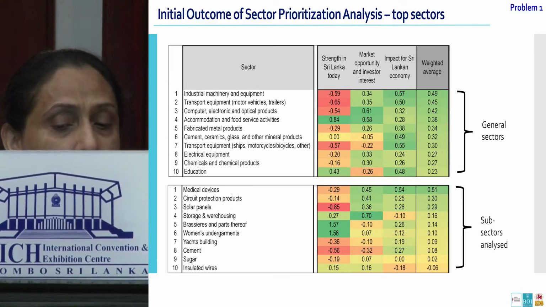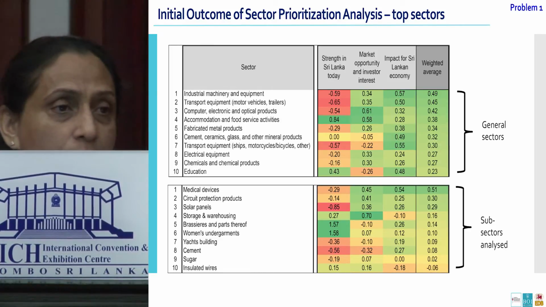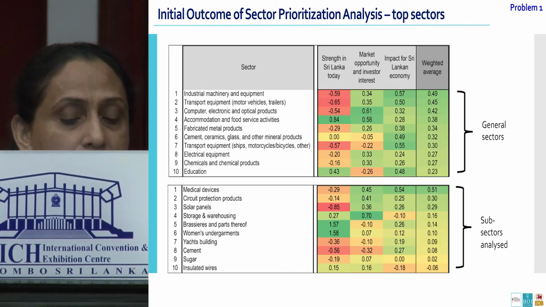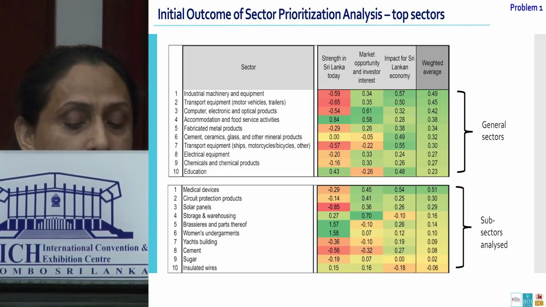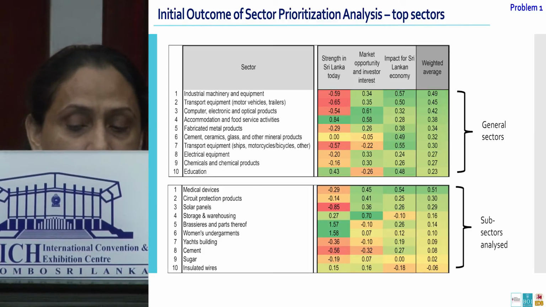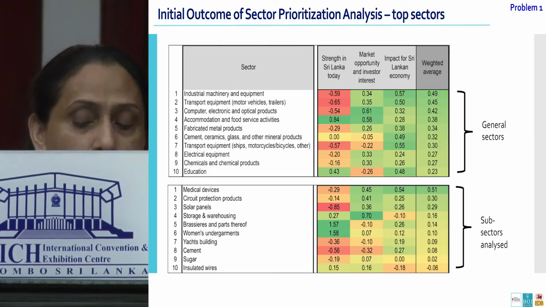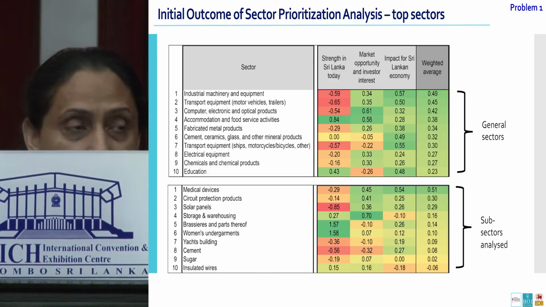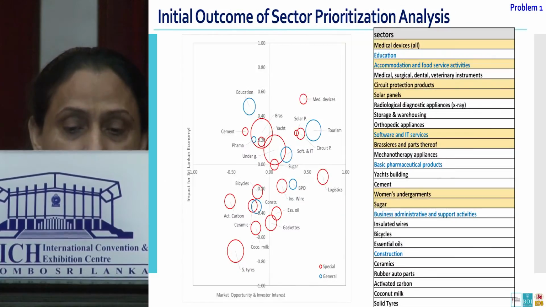And this is the initial outcome of the sector prioritization analysis. Out of the general sectors for which we included data, we got the top 10. These are the top 10, starting from industrial machinery up to education. And for the subsectors that we did templates for, specifically the selected sample, the list started from medical devices to insulated wires. So this was the initial result that we got from our scientific analysis.